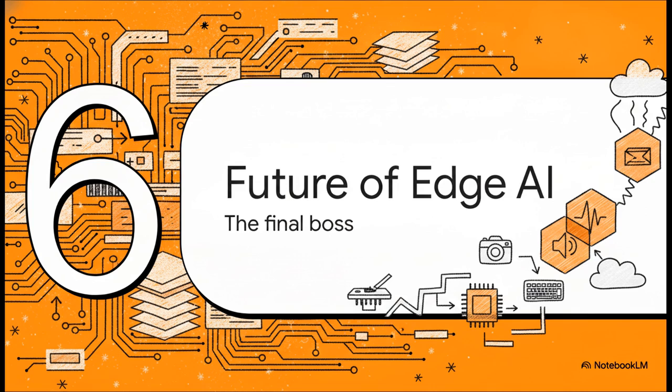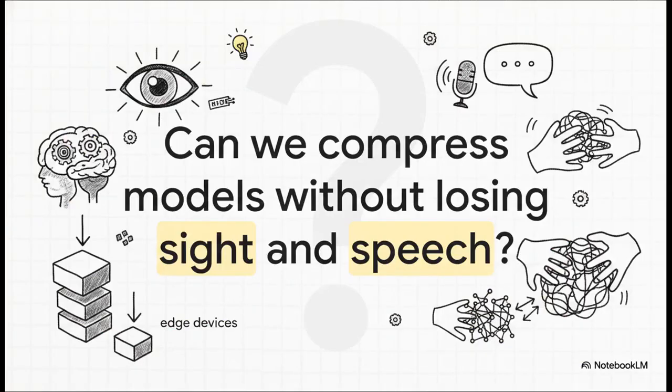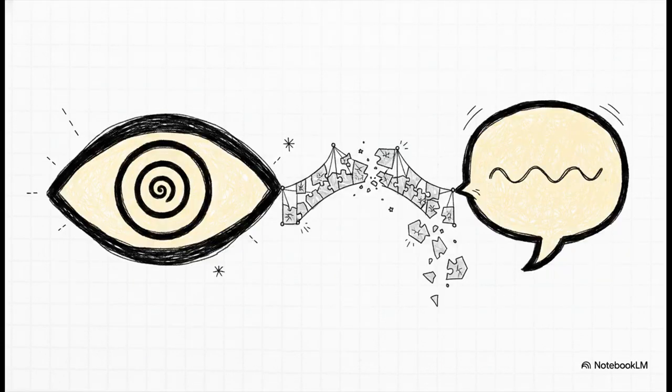Finally, let's jump into Section 6, the future of Edge AI, the final boss of quantization. Now we're out on the bleeding edge, and things are getting incredibly complicated. As AI evolves to handle text and images at the exact same time, we've run into a massive hurdle. Can we actually compress these vision language models without breaking their delicate cross-modal understanding? I mean, how do you shrink a model that is both looking at a picture and talking to you about it at the same time? Seriously, vision language models are the final boss of quantization.